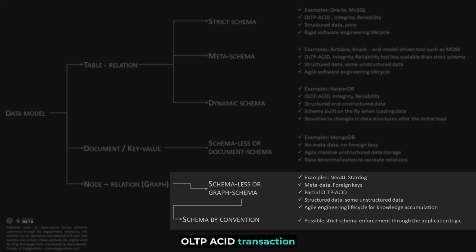OLTP ACID transaction management is possible, but often partial, especially due to the difficulty in expressing referential integrity constraint rules. Indeed, since each foreign key is abstracted in a simple way as a link between nodes, it is not natively possible to provide cardinalities or other functional integrity constraints. With this solution, structured data are mainly managed.